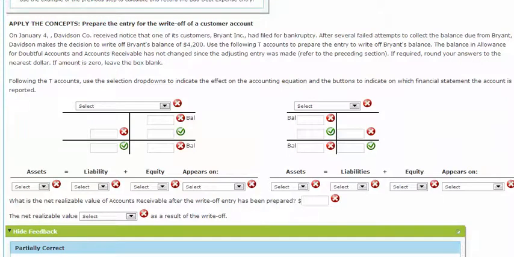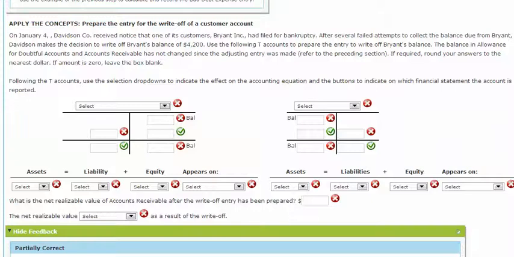This is part 3 for exercise number 4 on chapter 8. We're going to apply the concepts and prepare the entry for the write-off of a customer's account. On January 4th, Davidson Company received notice that one of its customers, Bryant Inc., had filed for bankruptcy. After several failed attempts to collect the balance due from Bryant, Davidson makes the decision to write off Bryant's balance of $4,200, using the following T accounts to prepare the entry.